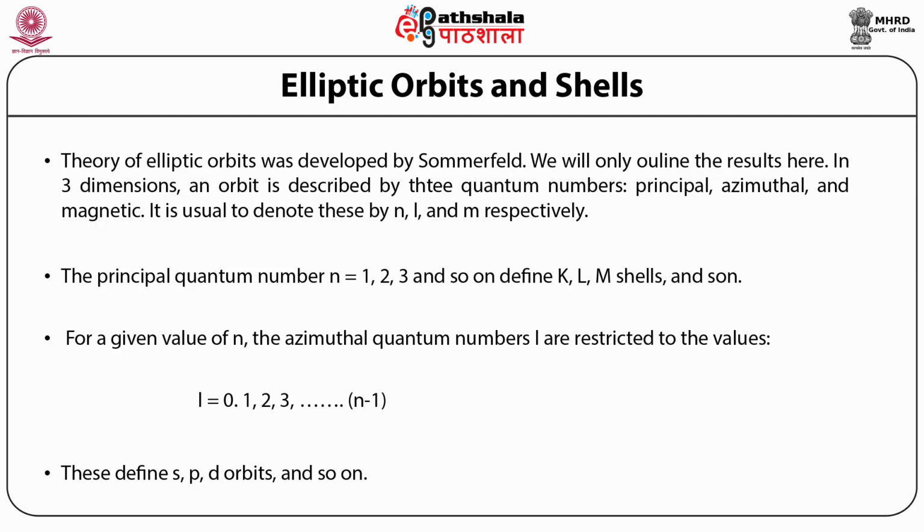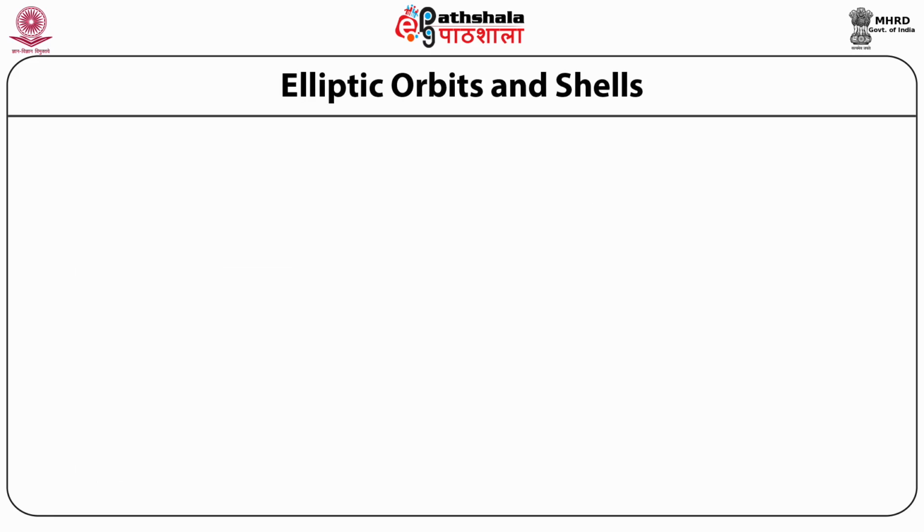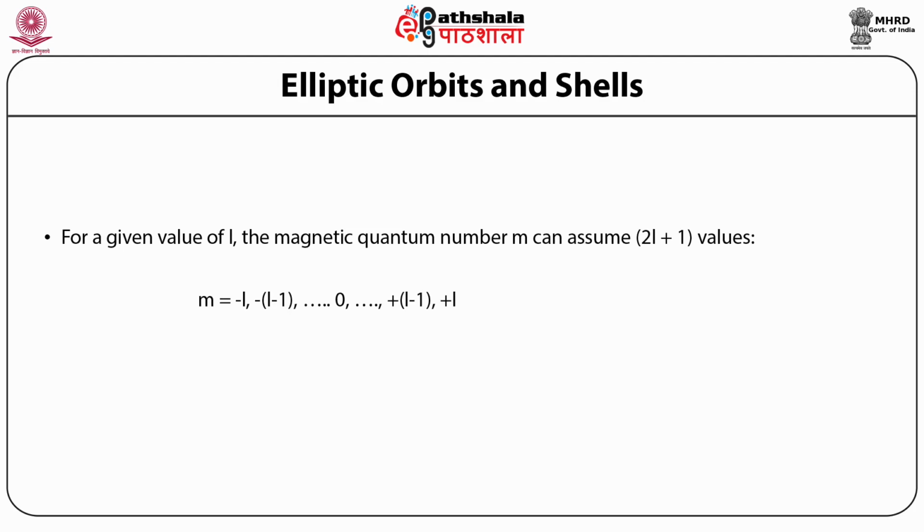We have talked about the quantum numbers n and l, and the third one is the quantum number m. Now on the screen you can see the possible values the quantum number m can take. For a given value of l, the magnetic quantum number can assume 2l plus 1 values, as you can see on the screen. For example, for a p orbit, which means l equal to 1, m can have 3 values: minus 1, 0, and plus 1. And for a d orbit, for which l is equal to 2, m can be minus 2, minus 1, 0, plus 1, and plus 2. But what I wanted to say is that these are described by Sommerfeld, as I said, as an extension of Bohr's theory.